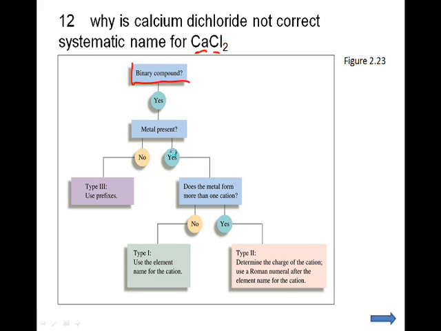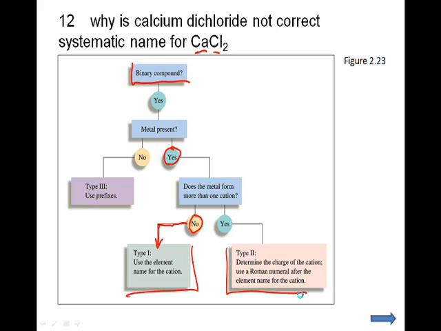And is there a metal present? Well, in this particular case, yes, the metal is calcium. Does the metal form more than one ion? Well, no, calcium only forms one ion. And so the authors of your textbook call this a type 1 binary compound, and the difference between type 1 and type 2 is whether or not you use the Roman numeral. So this would just be calcium chloride. Now that would be the official name for this compound.